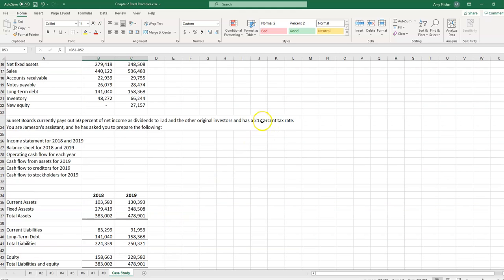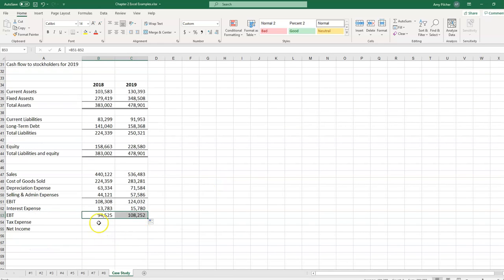Our tax rate is 21%, as given in the problem. So we take our earnings before taxes times 21% to get our tax expense. We're actually going to round these up. And net income is earnings before taxes minus our tax amount.